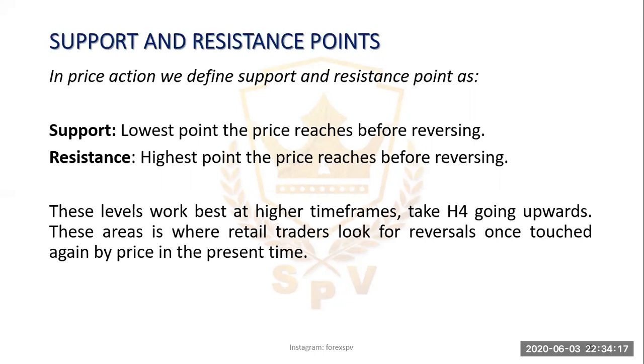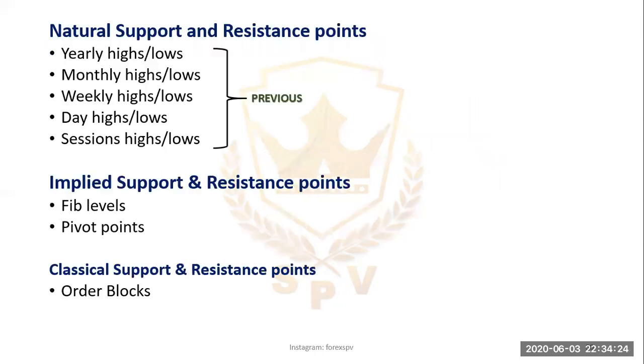So these are areas where retail traders look for reversal and touch again by price in the present time. An area of support becomes valid when it is touched twice. So when price comes for the first touch, this is not an area of support. But when it comes for the second, this is now an area of support. And the same for resistance.